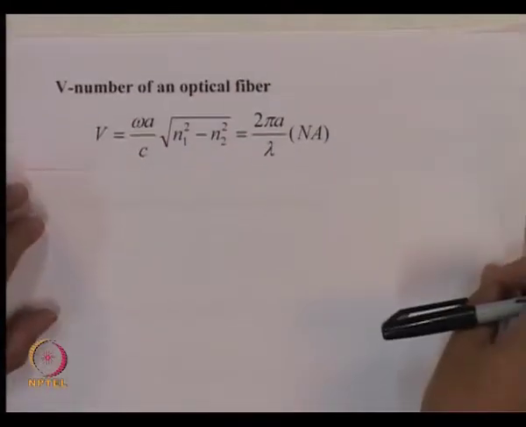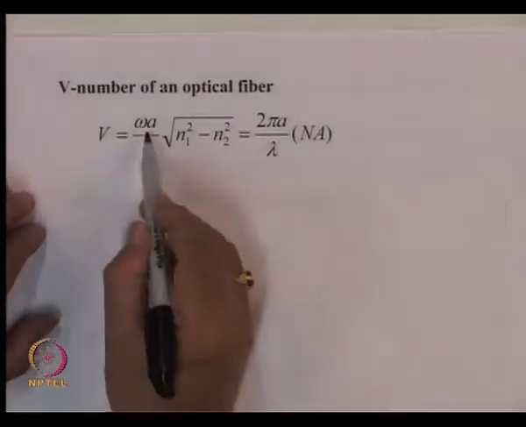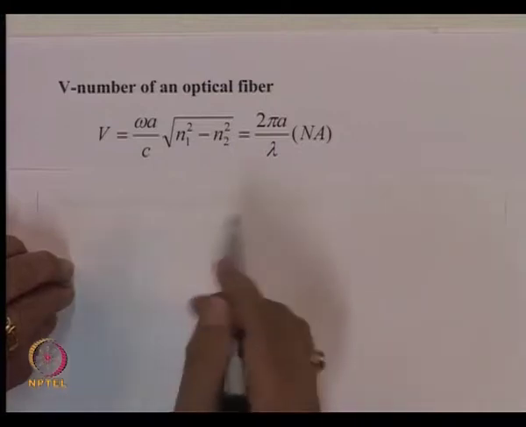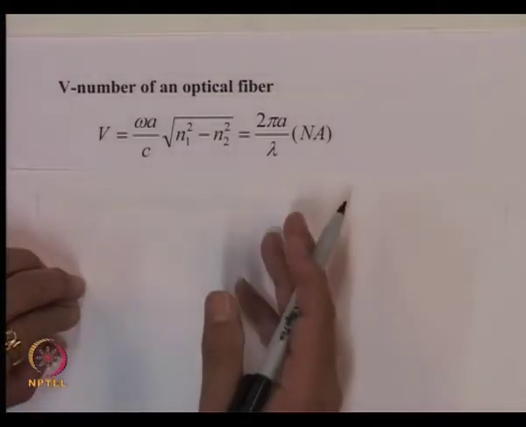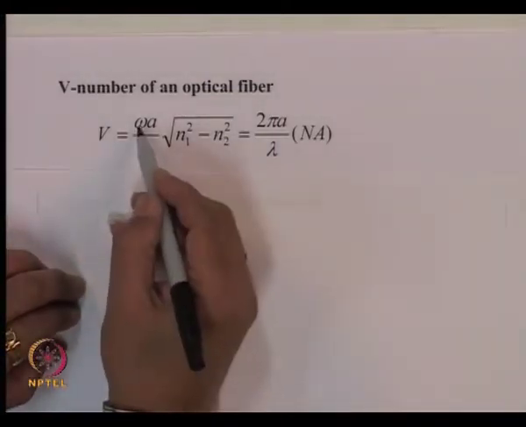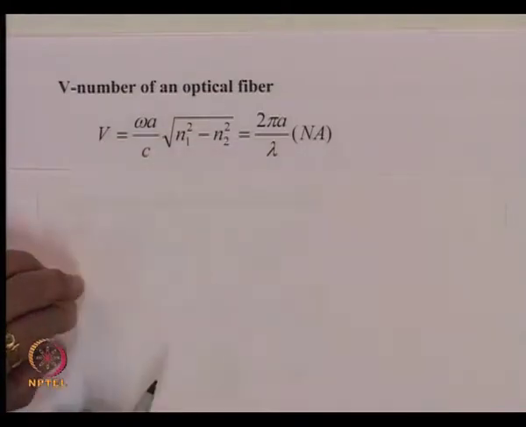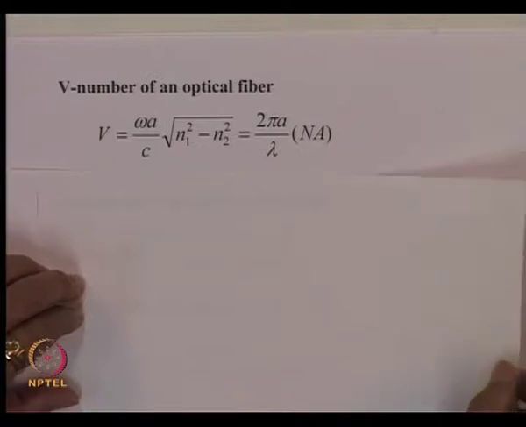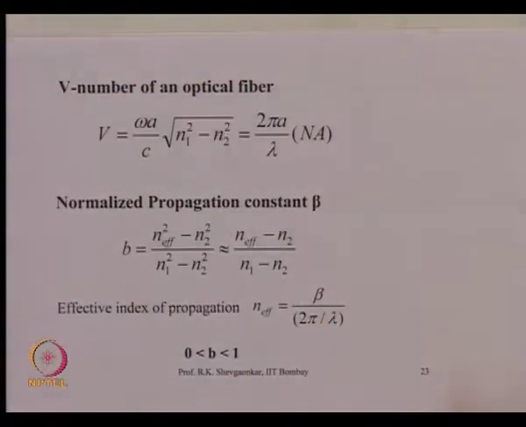And what we have found here is that this V number is related to the frequency, it is proportional to frequency. So except for the proportionality constants, for a given fiber we can use the V number in place of omega. Similarly for beta, we can define a parameter called the normalized propagation constant, which can be defined like this.